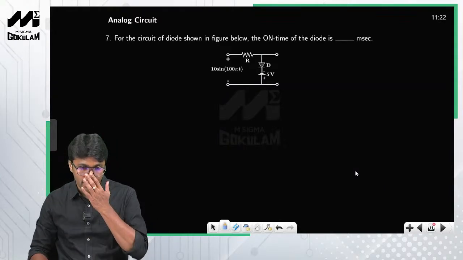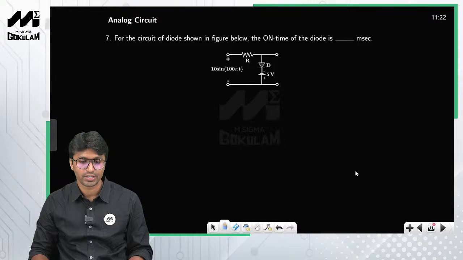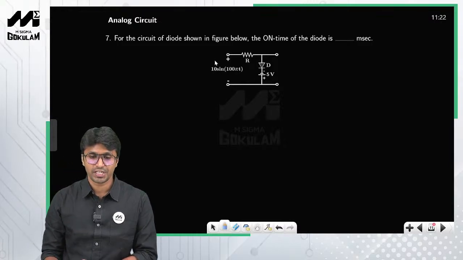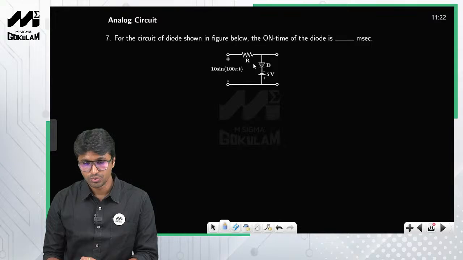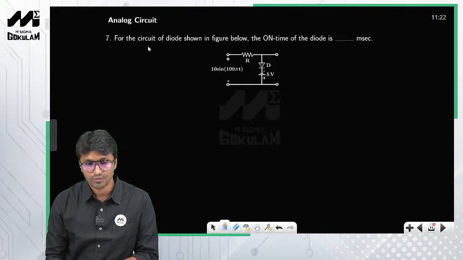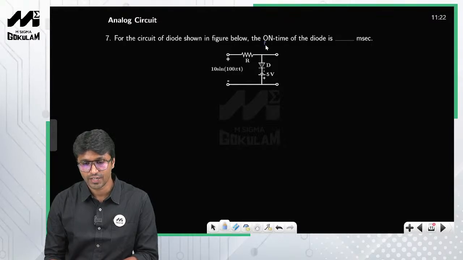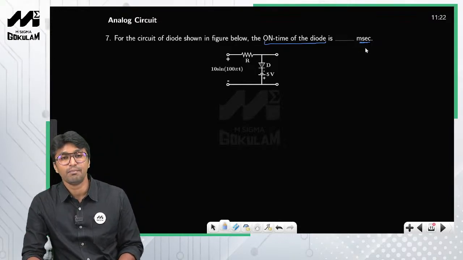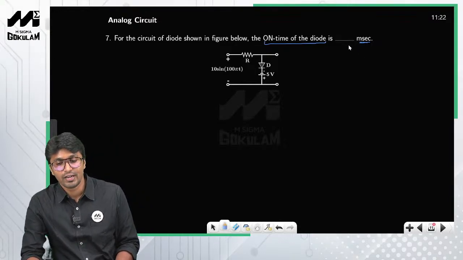So this is again a question from analog electronics, right? So look at this one. A clipper circuit is given to you, because you just have resistor and diode, right? So therefore this is nothing but a clipper circuit. For the circuit of diode shown in the figure below, find the on time of the diode in milliseconds, right? So listen, he has asked you the question in milliseconds, so be careful while entering the answer.